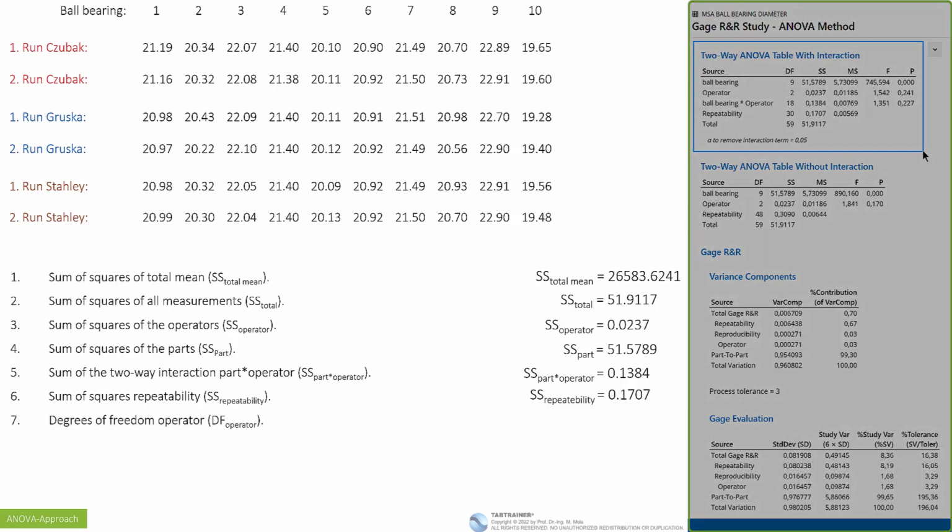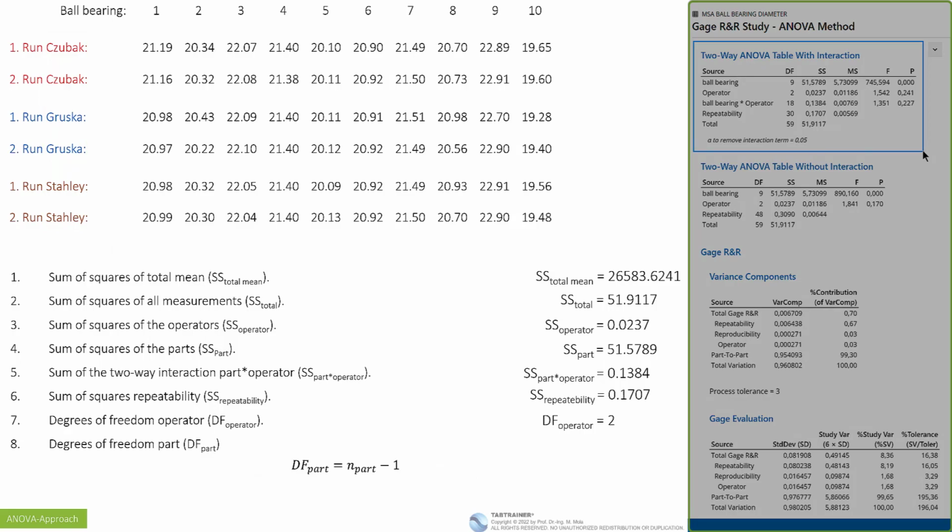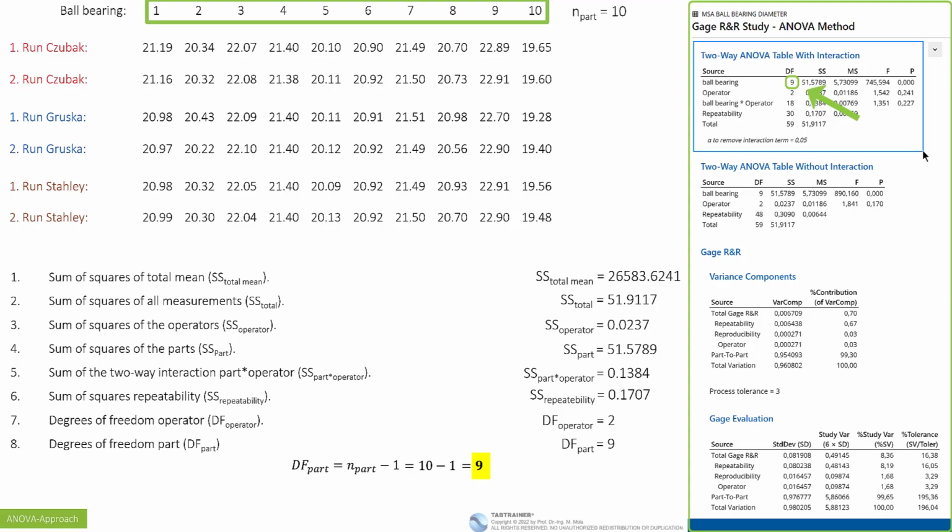In the seventh step, we determine the degrees of freedom for the source operators. With 3 operators, 3 degrees of freedom are available. And as we know by now, 1 degree of freedom is always bound by the respective arithmetic mean, so that the number of degrees of freedom for the source operator is 3 minus 1 equals 2. We find this value in the output window at this point. In step 8, the number of degrees of freedom for the source parts is determined. With 10 parts and 1 degree of freedom, which is bound by the mean value, the number of degrees of freedom for our ball bearings is 10 minus 1 equals 9. We find this value in the output window at this point.